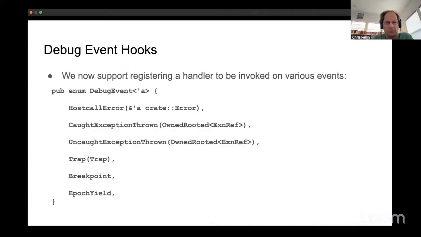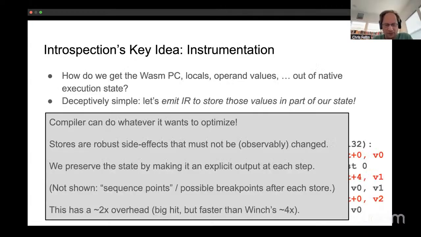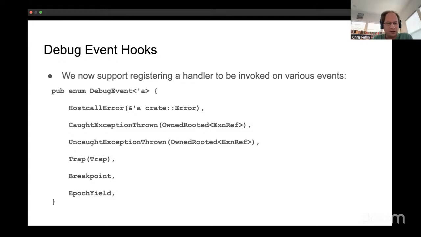And so we get perfect fidelity in the WASM VM state. So the next thing is this event infrastructure, right? We basically want to have a facility for registering a handler to be invoked on various events. And I won't go into too much detail about exactly how this interacts with the async stuff in Wasmtime, other than to say you basically register what looks like an async host call, and it gets this debug event.